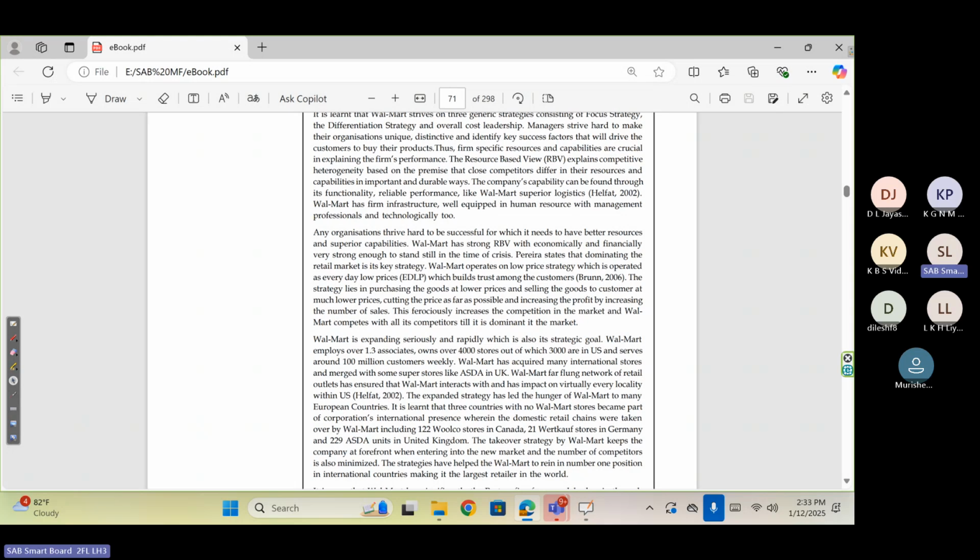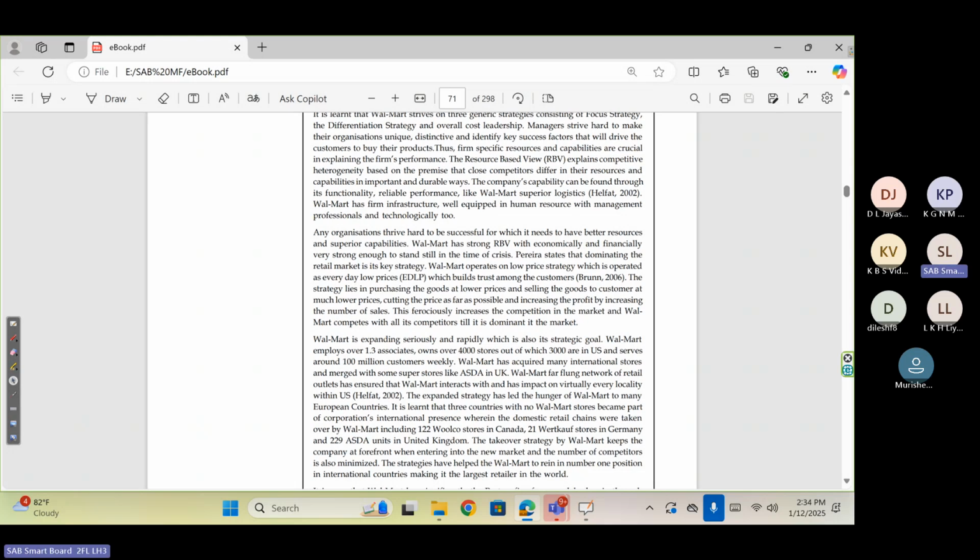Yeah, that is very effective, no? Now, modern day customers try to buy high quality products at a lower price, comparing prices and quality with each other. All these lessons have been introduced to the world by a giant like Walmart. The strategy lies in purchasing the goods at lower prices and selling the goods to customers at much lower prices, cutting the price as far as possible, and increasing the profit by increasing the number of sales.